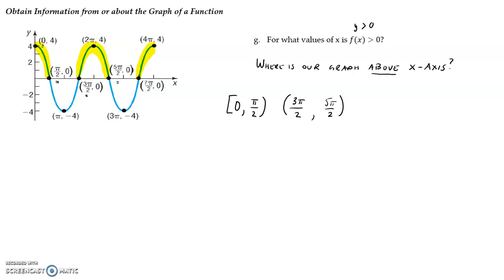And then for my last interval, my smallest x value here is 7 pi over 2. My largest x value is 4 pi. And I'm going to have a parenthesis on that 7 pi over 2. And for the 4 pi, that one's clearly above my x-axis. You have a solid dot, so let's go ahead and give that one a bracket. Okay, and then you can go ahead and use the union symbols between each of these intervals, and that would be your final answer.